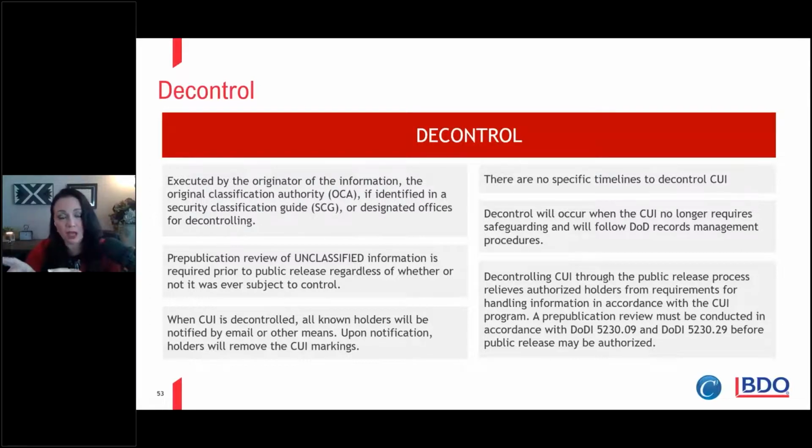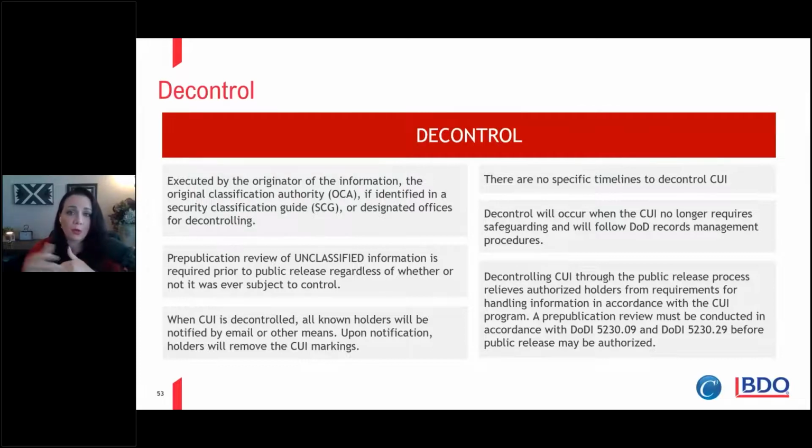So if it was a contract officer or some other person serving that role or function, that person is going to be the one to decontrol it. Hopefully that person will be identified in the SCG that you receive. Pre-publication review of unclassified information is required for public release.